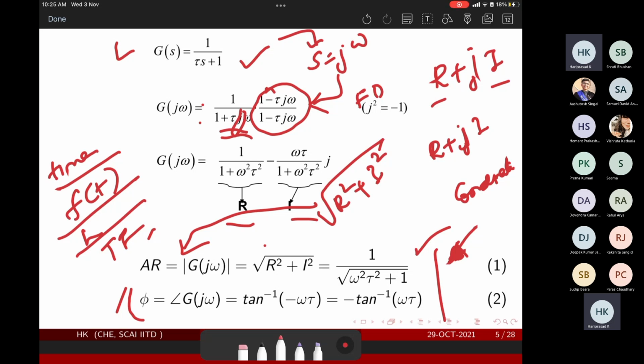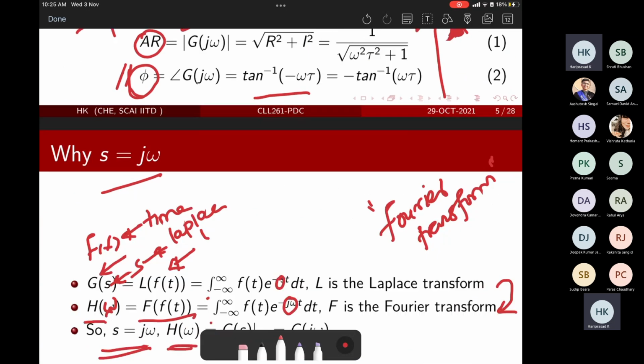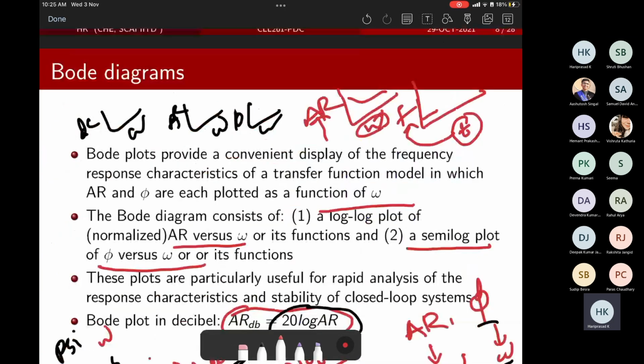So tan inverse of I by R would give you the phase angle. So now you have your phase angle available. Now you are ready to plot. Now you are ready to do the Bode plot.